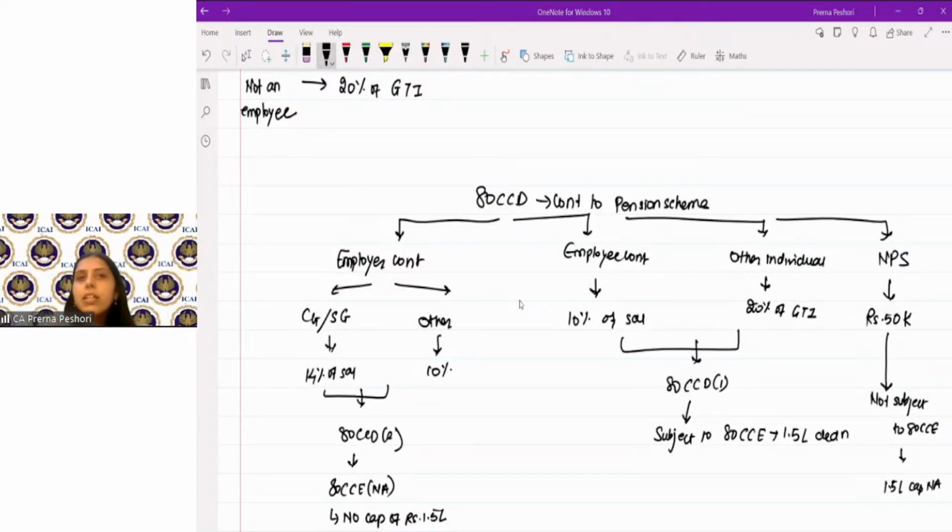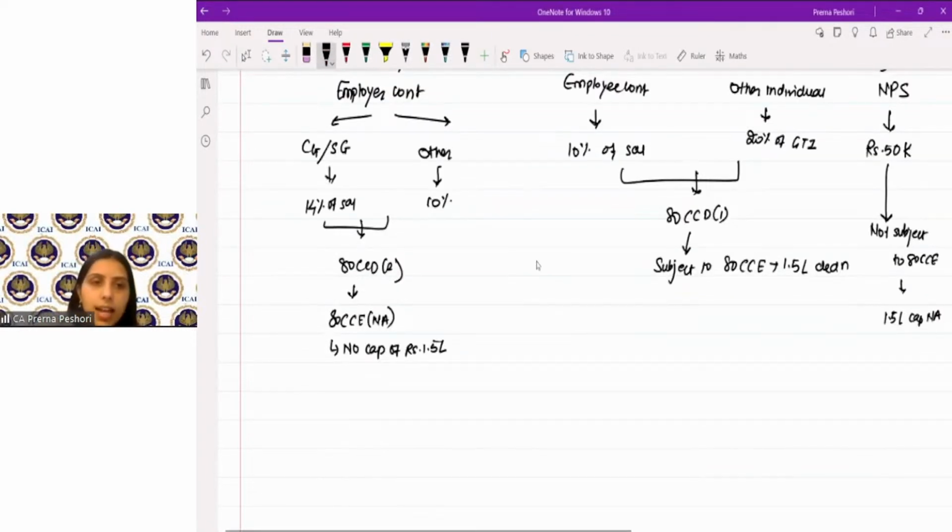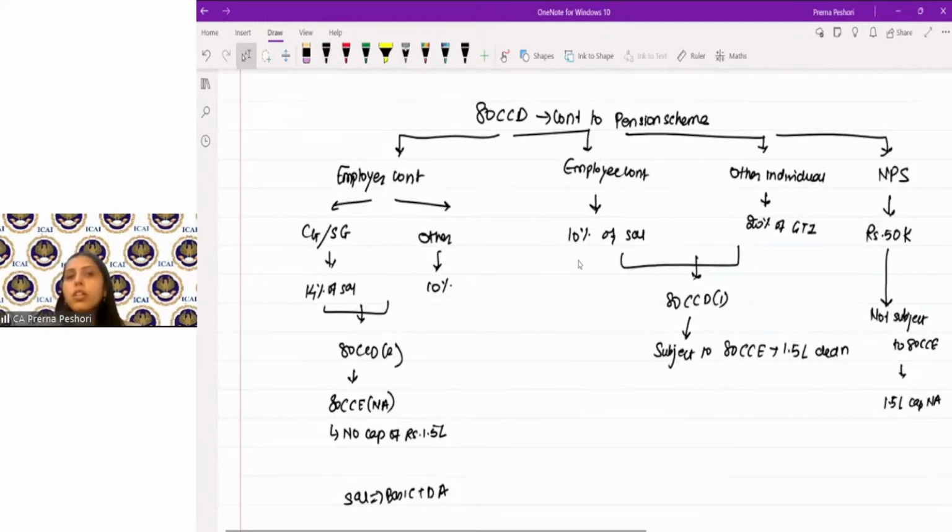So 80CCD has the employer contribution of 14% for central and state government, 10% for any other employer. Salary here means salary plus dearness allowance. Salary means basic plus DA. For the employee contribution, it is 10%. In case of other individual, it is 20% of GTI. And for NPS, 50,000 is extra allowed. Clear? 80CCD(2) is not subject to 1.5 lakh, but (1), which is the employee contribution, is subject to 1.5 lakh.